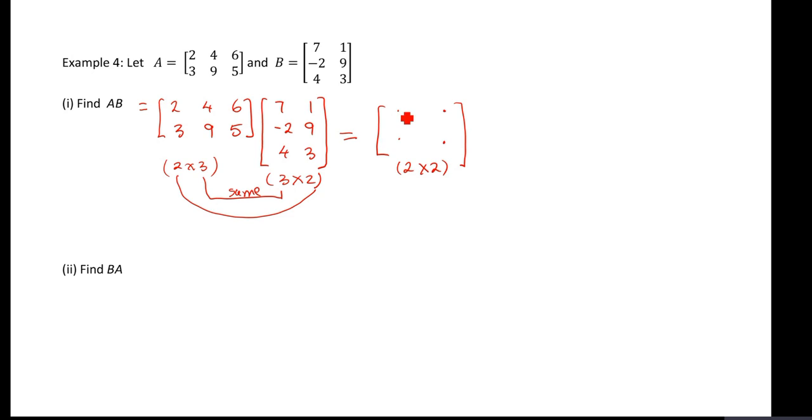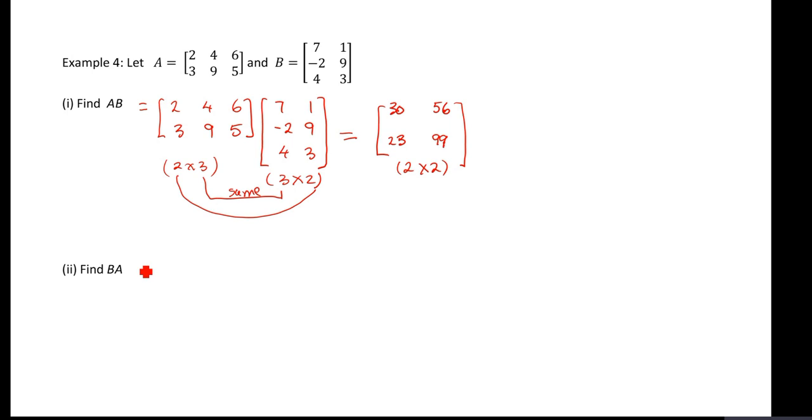How do I find the first one? First row times first column. 2 times 7 is 14. 4 times minus 2 is minus 8. 6 4s are 24. That gives me 30. You check all these answers. The first row, second column, 2 times 1 is 2. 4 9s are 36. Plus 18, that gives me 56. Second row, first column, 3 7s 21 minus 18 plus 20, that gives me 23. And this I've already worked out, 99.